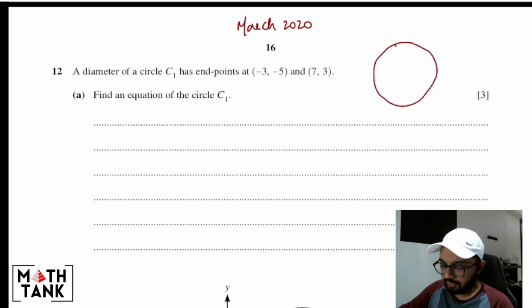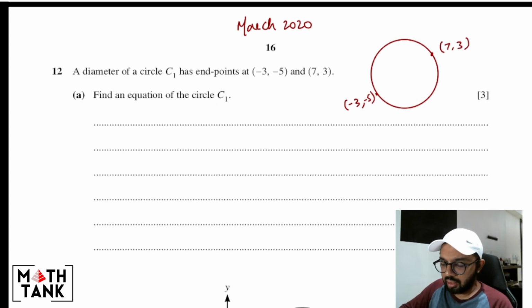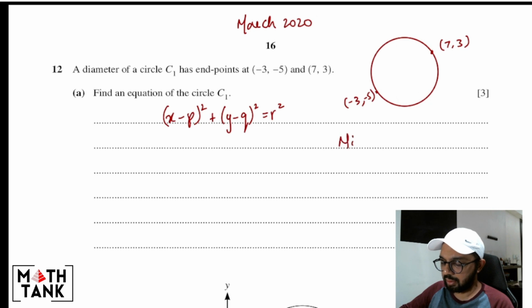I've always found it useful to draw the circles and then point out that 7 comma 3 should appear somewhere here. So that looks like the endpoint. It says find the equation of the circle C1. Now if you remember from the lecture, x minus p whole square plus y minus q whole square equals r square is the equation of a circle where p comma q is the center of the circle and r is the radius. So the two things that I need to do here is calculate the midpoint.